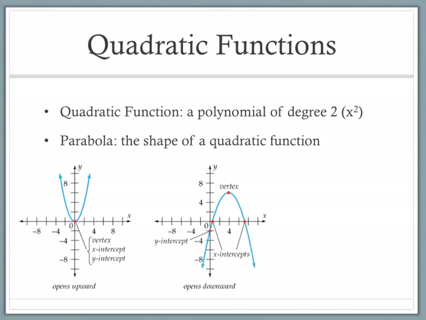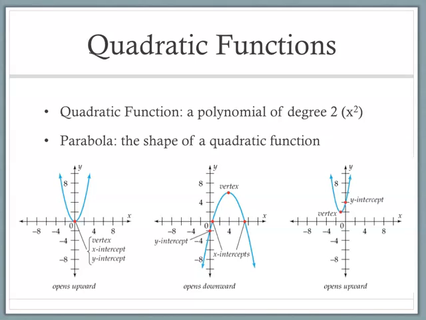In this next one, we have a parabola that opens down. And here we can see very distinct points, the vertex up at the top there. We see the two x-intercepts, and we see the one y-intercept. In this last one, we can see that this one has a vertex and it has a y-intercept, but it does not have any x-intercepts.